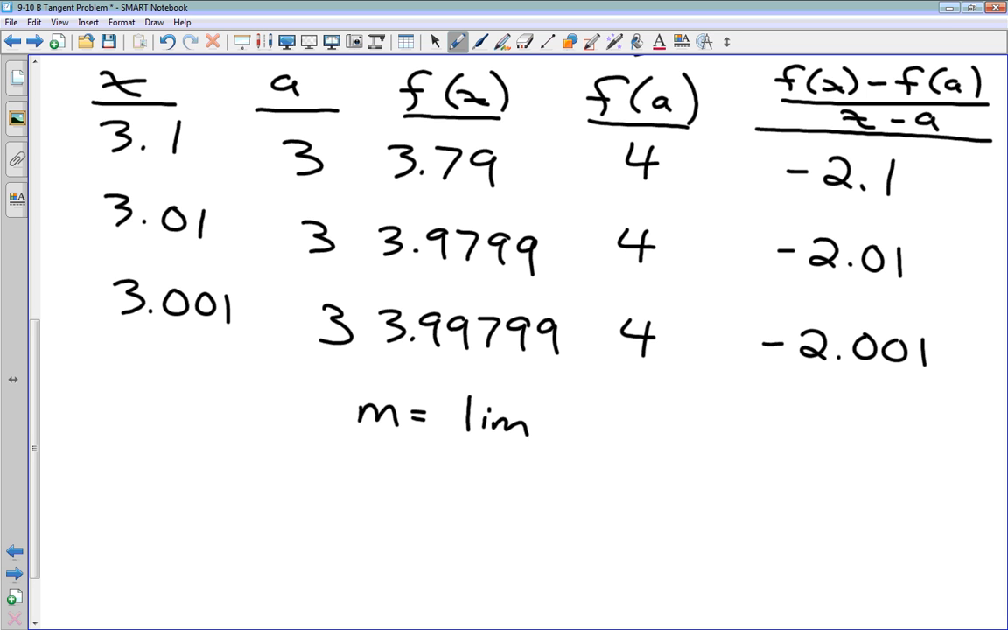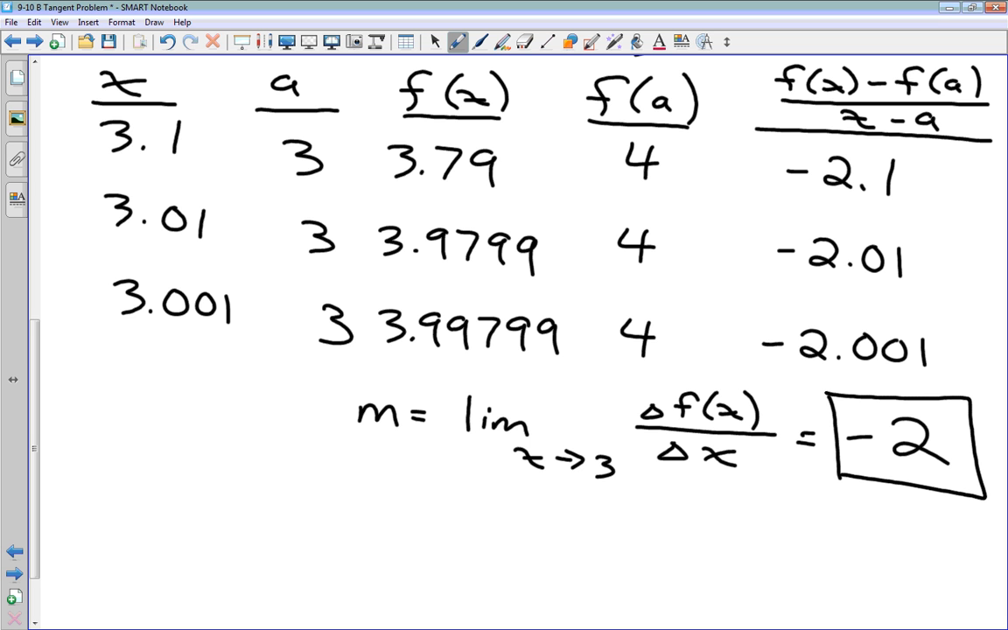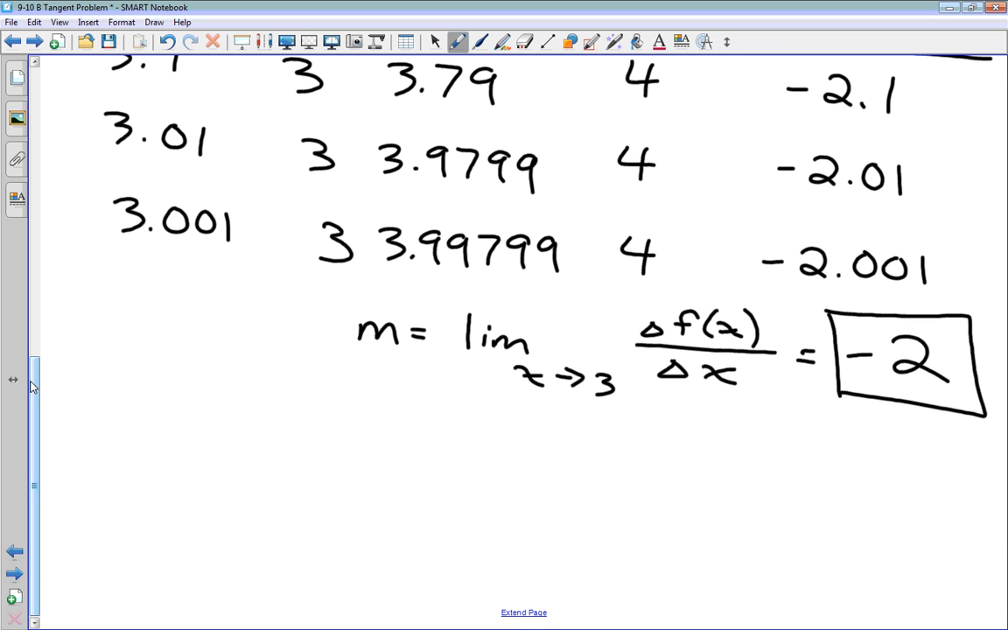So our slope is the limit as x tends to 3 of, I'll just write delta f at x divided by delta x, which equals negative 2. So this is our value for the slope of the tangent at x equals 3. Now we've got to take this one step further because they were asking us for the equation of the tangent.